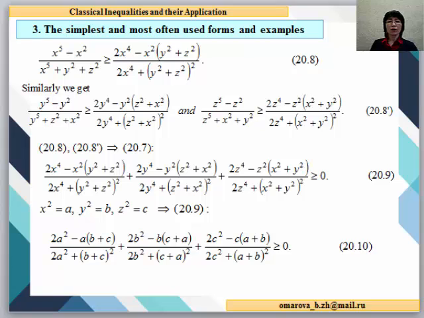Finally, we have the following inequality 20.8. Similarly, we obtain the following inequality for the second and the third summand of the given inequality in the form 20.8 prime. Next, we substitute inequalities 20.8 and 20.8 prime into the given inequality 20.7. We obtain inequality 20.9. Then we introduce new variables a, b, c in the following form. Next, we substitute into inequality 20.9.